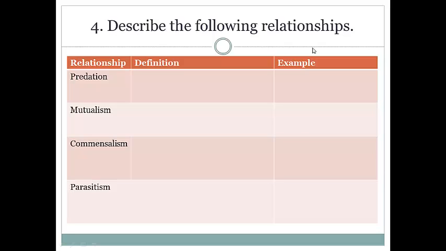Next question is about the relationships between organisms in an ecosystem. First, we have predation. So predation is where one organism kills and eats another organism for food. And an example of this would be like wolves hunting and capturing and killing and eating an elk.